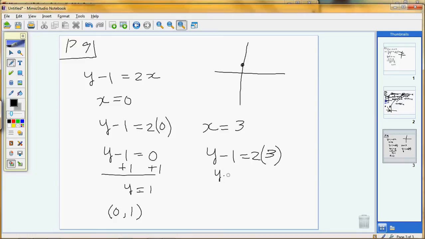And then we have y minus 1 equals 6. Add 1 to both sides. Then we have y equals 7. So another point is 3 and 7. Right? So we can go 1, 2, 3, and 1, 2, 3, 4, 5, 6, 7 somewhere over here. So we get another point. And if you connect those points, that's the line. That's how you graph it. Number 10 is pretty much the same thing. Number 12 is a bit tricky.